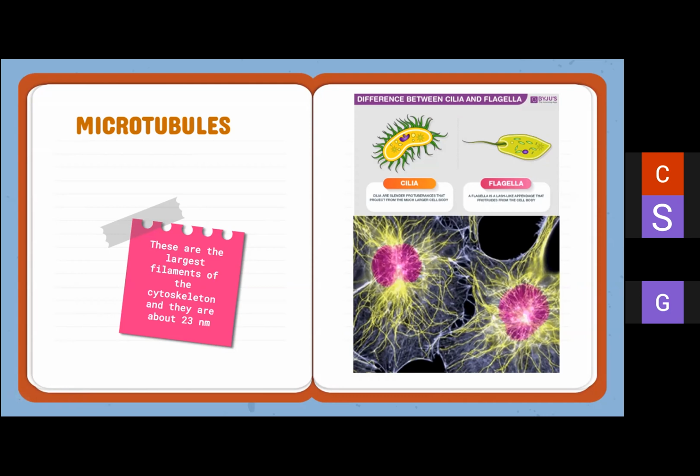Other examples of microtubules include cilia and flagella. The flagella help propel cells like sperm forward. Cilia also contribute to the movement of unicellular organisms like paramecium.